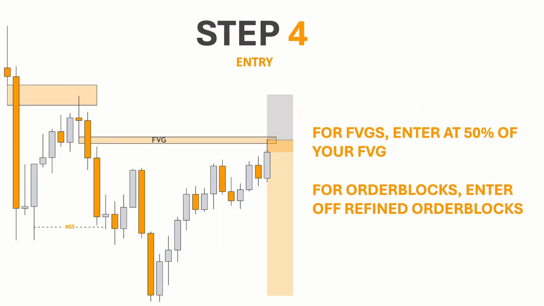So moving on to step 4, our entry. So as I said, for fair value gaps, enter off the 50% mark, and for order blocks, enter off refined order blocks. This is how you catch sniper entries. So as you see right here, I've entered off my 50% mark and I catch the sniper entry right here. Now we just wait. We can even just sit back.